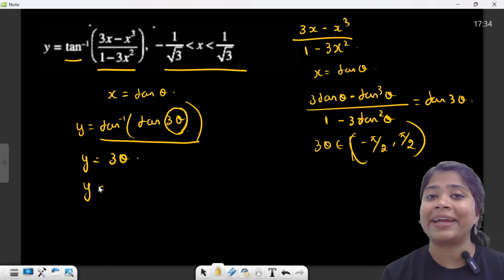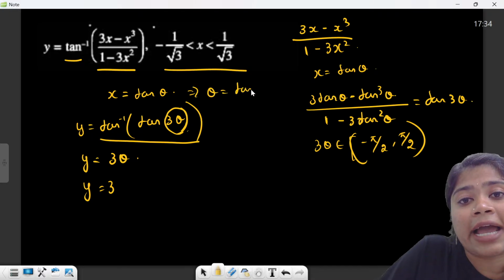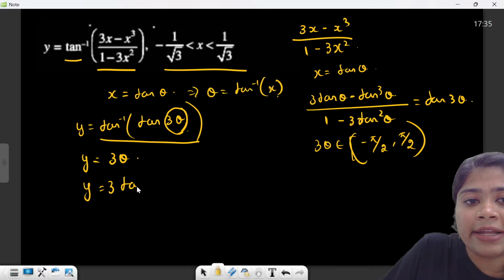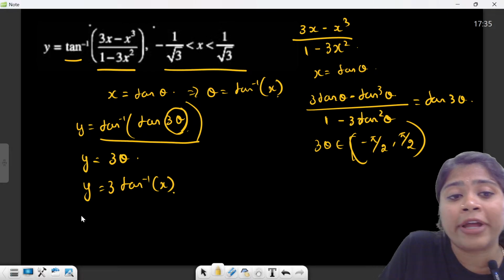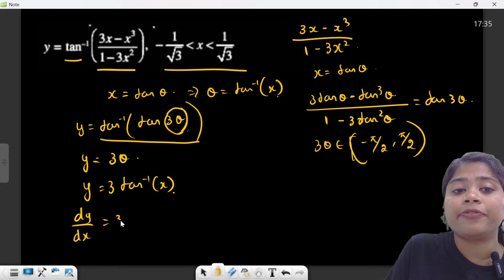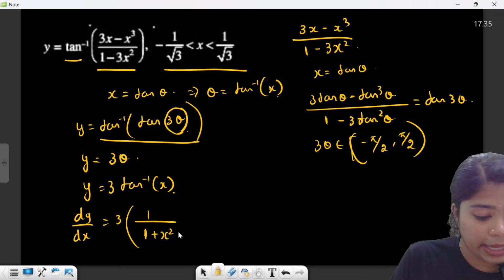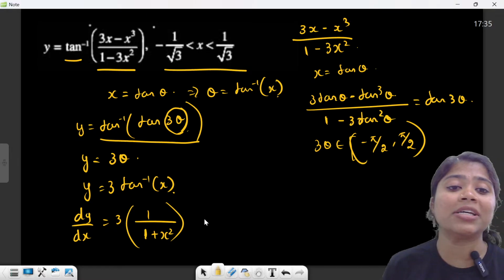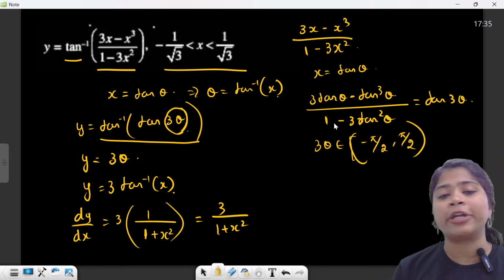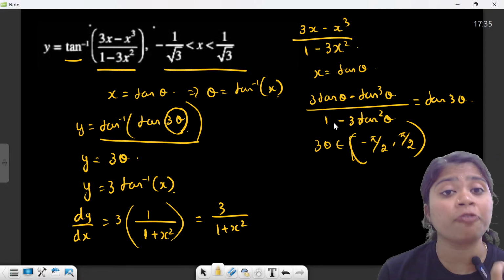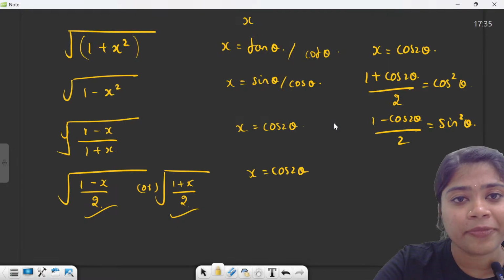We want to write in terms of x. What is theta? Theta is nothing but tan inverse x, am I right? So y is 3 tan inverse x, and we want to find dy by dx. What is the differentiation of tan inverse x? 1 divided by 1 plus x square. So this is the answer for the question. If you substitute x is equal to tan theta, it's just a matter of minutes. I hope you understood this question. Now we are moving to the next one.